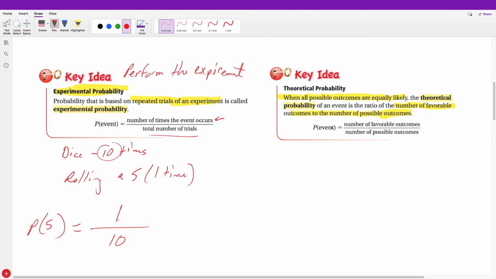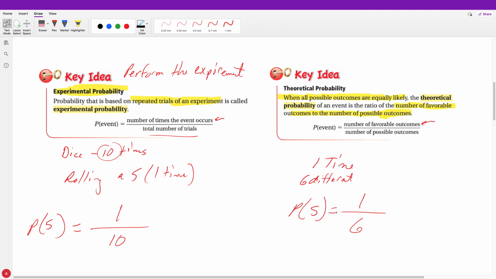Whereas with theoretical, we're not actually performing the experiment. We're saying, what are we looking for? We're looking for rolling a 5. On a die, how many times does that happen? It happens one time, so our number of favorable outcomes will be 1. But now the difference is we're asking how many possible different outcomes we have in general, and there are 6, because we can get a 1 through 6. So our numerator is 1 and our denominator is 6. The probability of rolling a 5 theoretically should be 1 out of 6 because they all have equally likely chances and odds of happening.